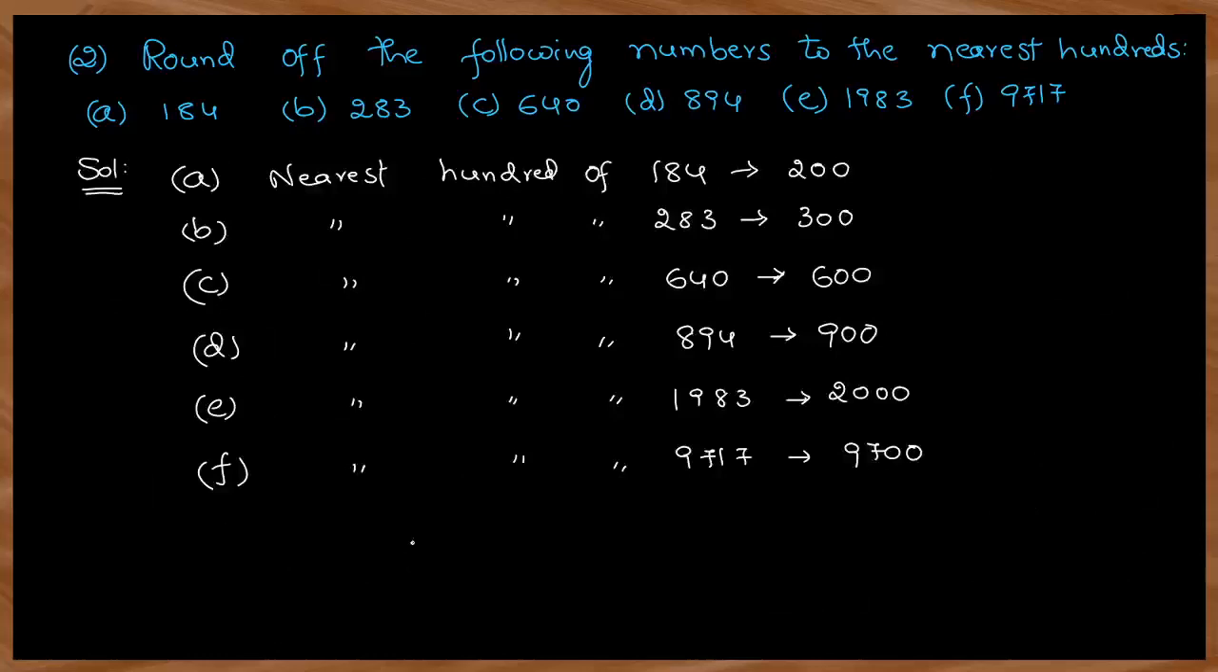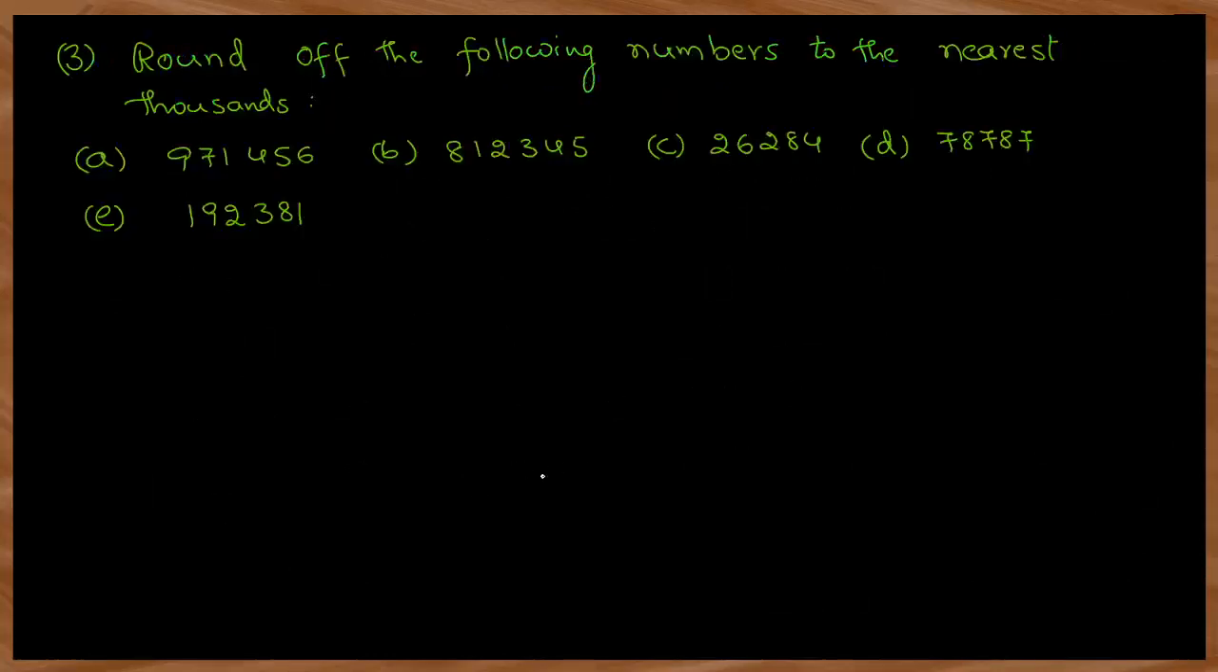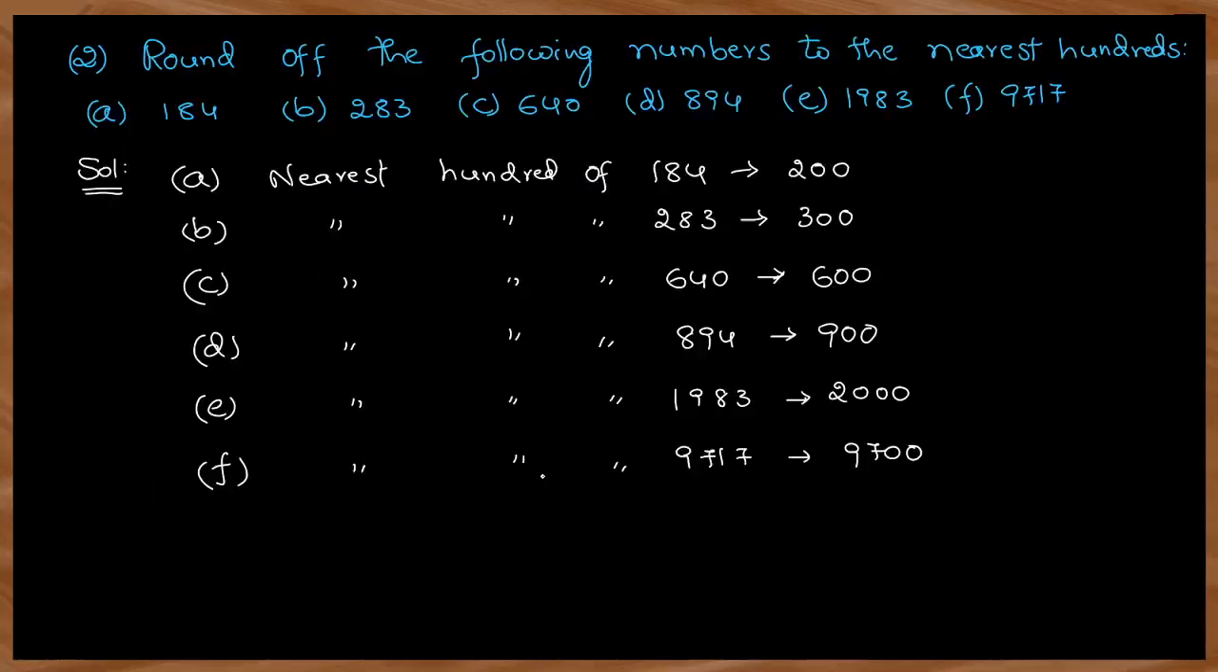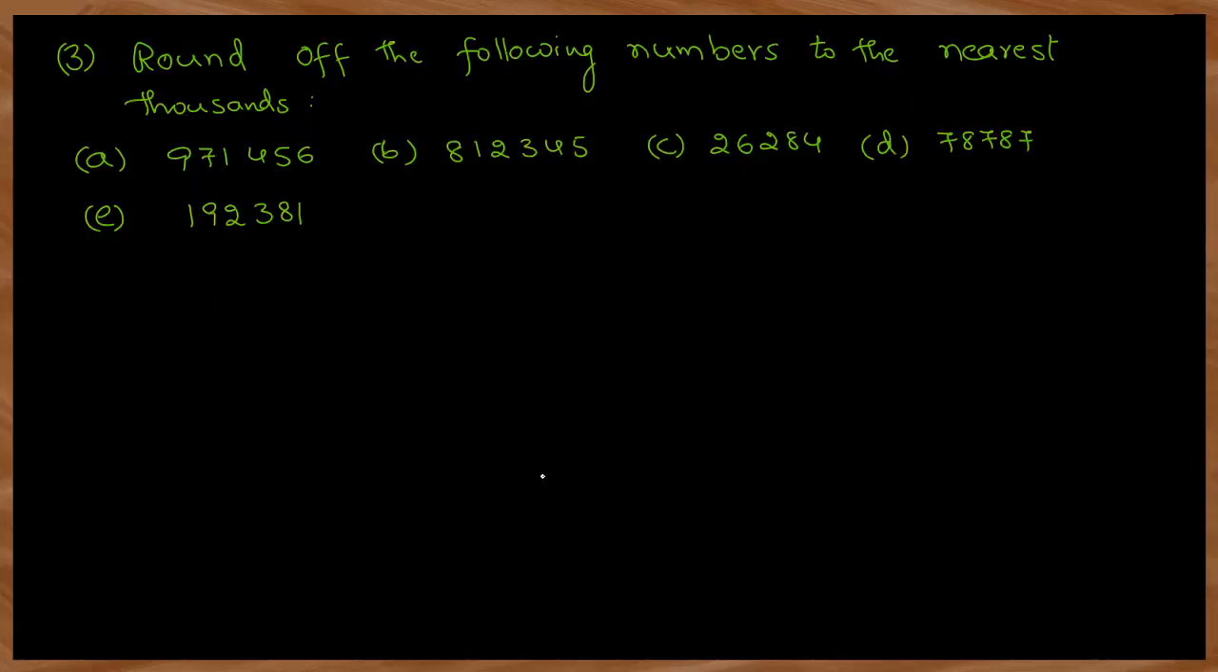Like in the form of steps, you can write: nearest 100 of 184 is 200. Like this you write. Okay, next. You can pause this and you can write. And next, round off the following numbers to the nearest thousands.